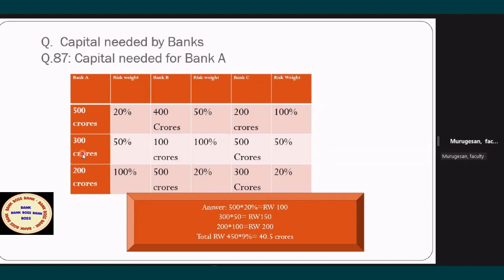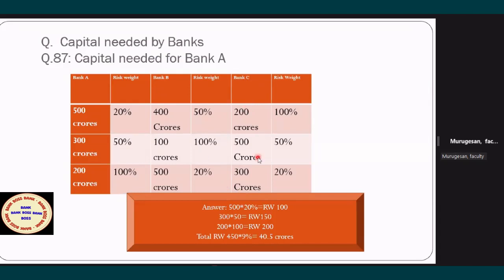So the exposure into risk weight you calculate. So the risk weight is 150. The third category, 200 crore, but 100% risk. So the 200 crore, 100% means entire 200. Because 100 is not risky, no? So 200. So the total risk weight will be 100, 150, 250, 450. So if they have to meet a capital of 9% only for this portfolio, okay, so 40.5.